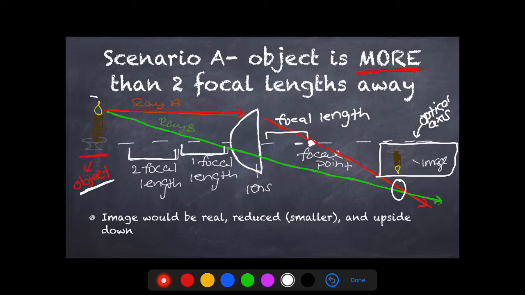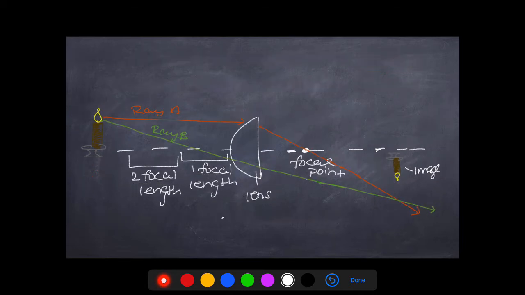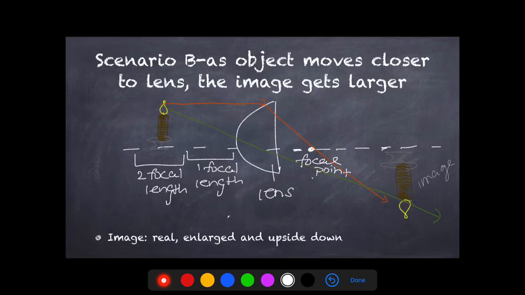So in this scenario, like I said, an object, which is right here, my candle, that is more than 2 focal lengths, so 1 focal length, 2 focal lengths away from the lens, is going to have this kind of image. And here I have a description of what the image is. The image would be real. It's going to be reduced, which means it's smaller, and it's going to be upside down. Okay, and that's what we get in this image. So let's go to scenario B.